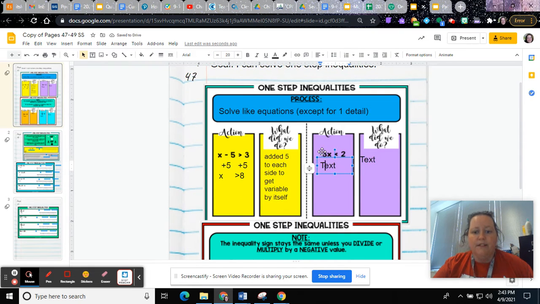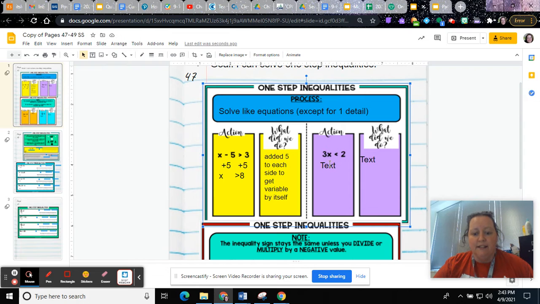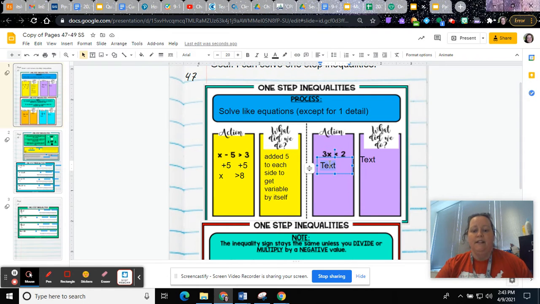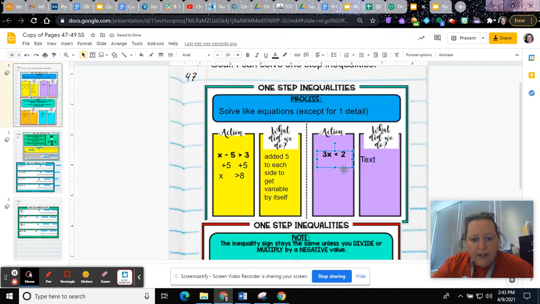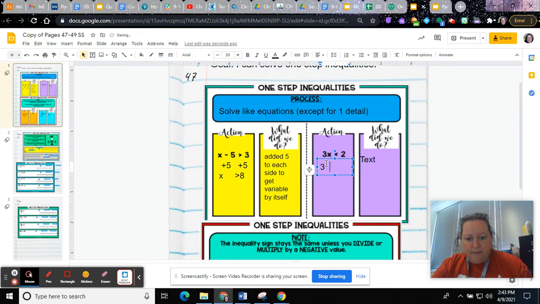Okay, now this one says 3 times x is less than 2. Well, if it's 3 times x, we want to do the opposite. So the opposite of times is divide. So we're going to just put the 3 down here. We're going to divide both sides by 3.